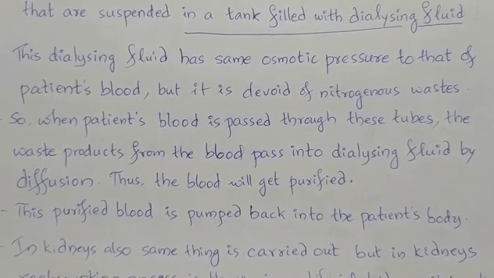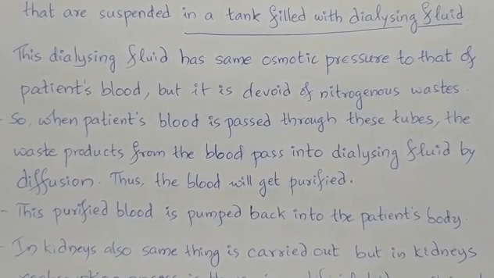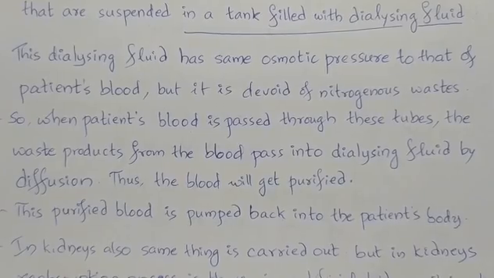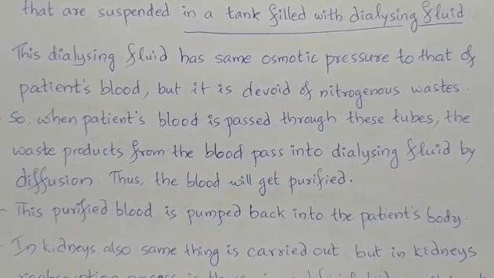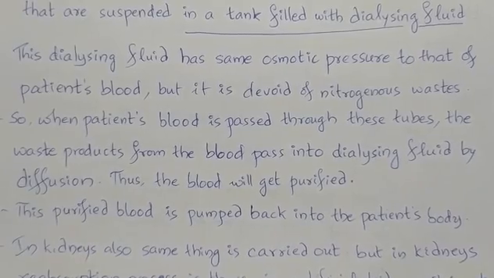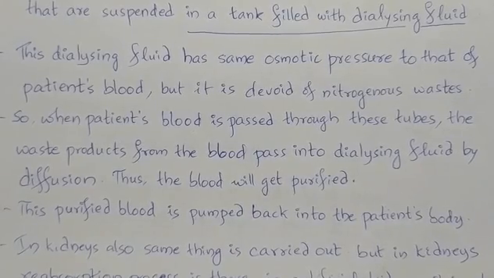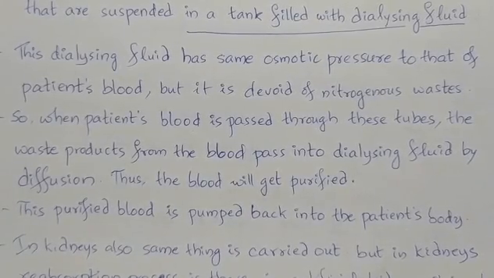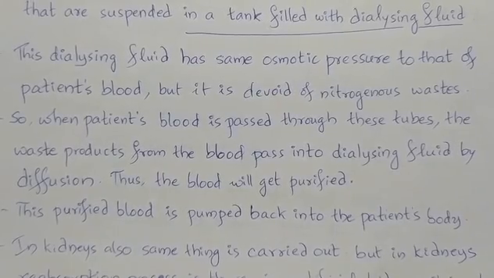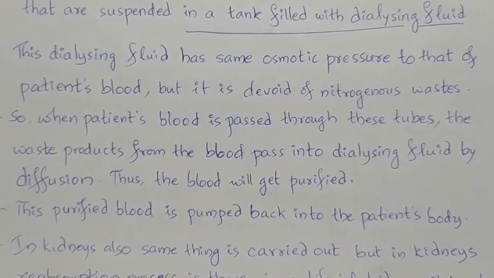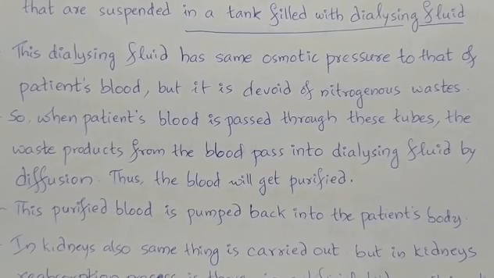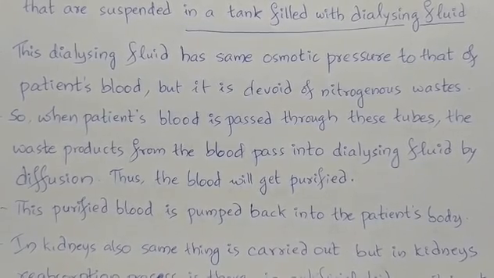In dialyzing fluid, there are no nitrogenous wastes, so the concentration of nitrogenous wastes is 0. In blood, there are nitrogenous wastes, so the concentration is very high compared to the dialyzing fluid. What about the osmotic pressure of blood and dialyzing fluid? Both are the same. So obviously, these nitrogenous wastes will cross the semi-permeable lining by simple diffusion.